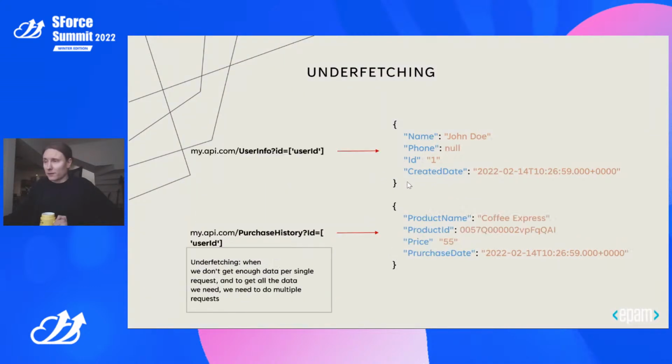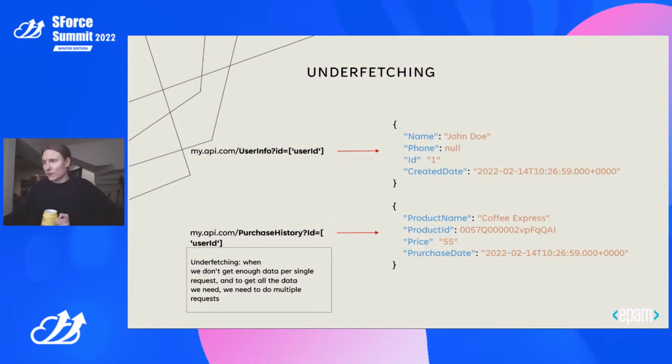And then, on the other hand, we have underfetching. This happens when we don't get enough data per a single request, and to get all the data we need for our application, we have to do multiple requests to different endpoints. So in this scenario, let's assume we have an application for shop consultants. And on one screen, we have to display information about the client, let's call it user info endpoint, and this client's purchase history. To get all this data, we have to make callouts to different endpoints.